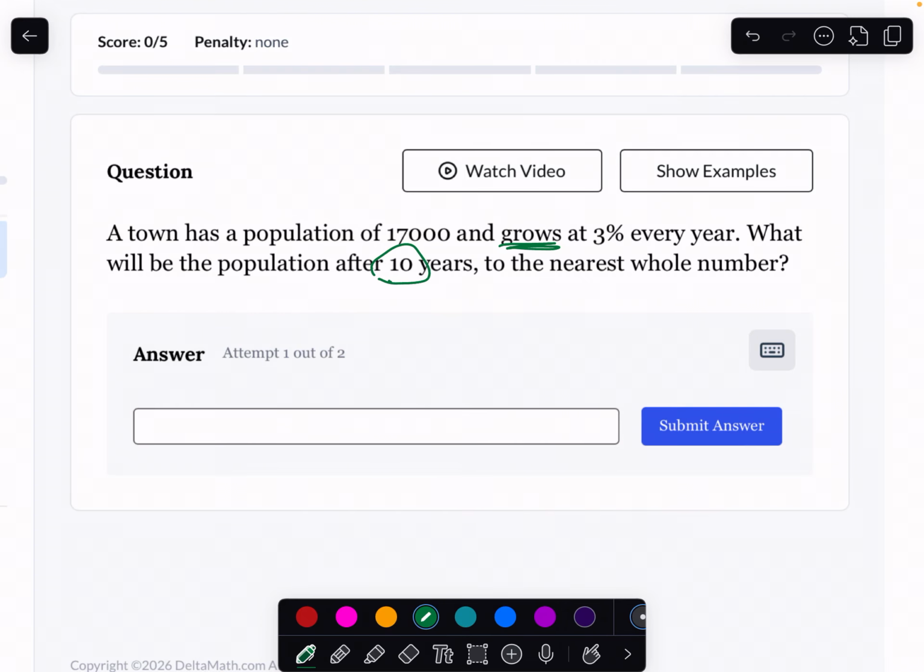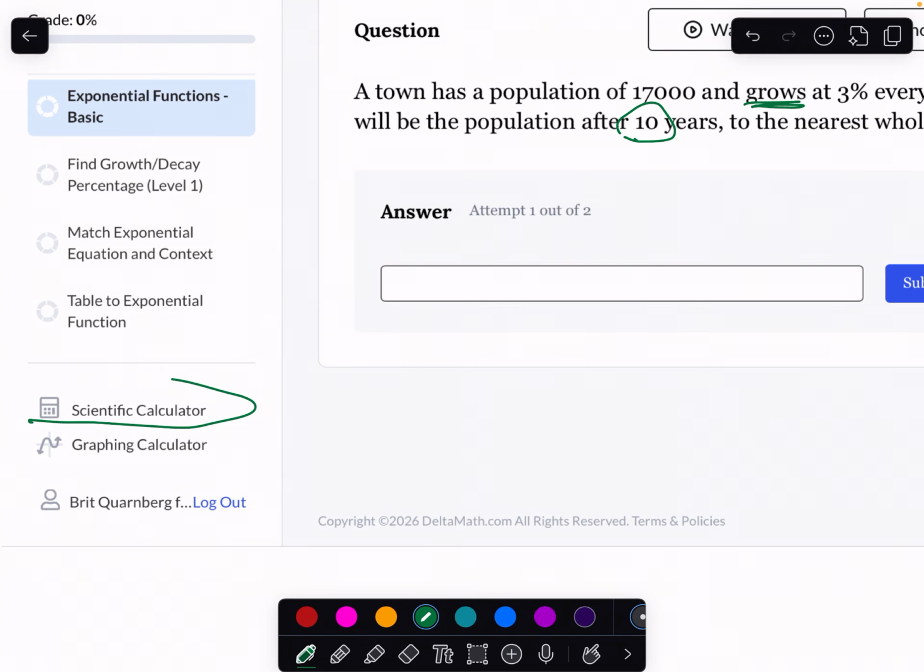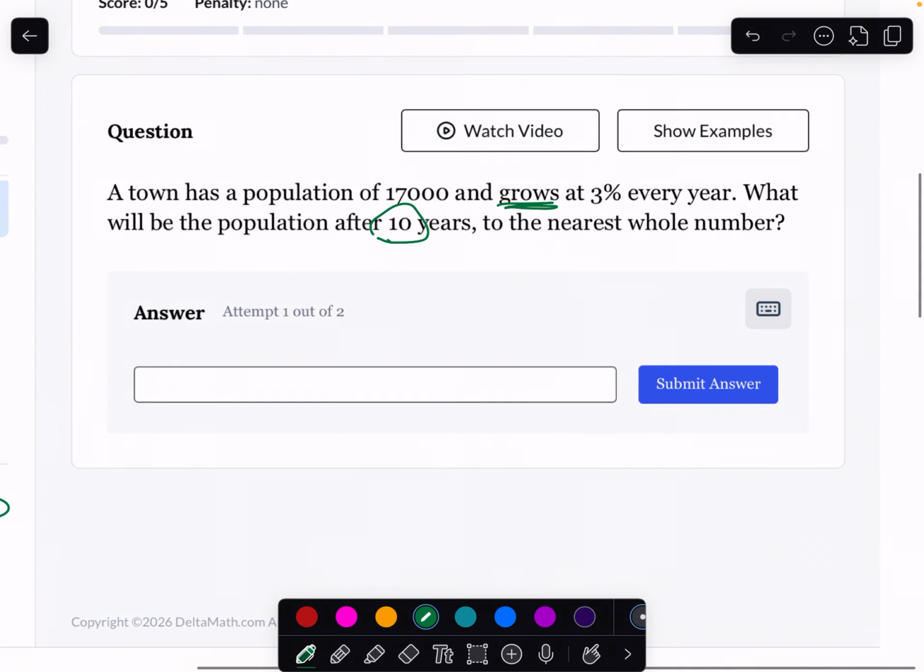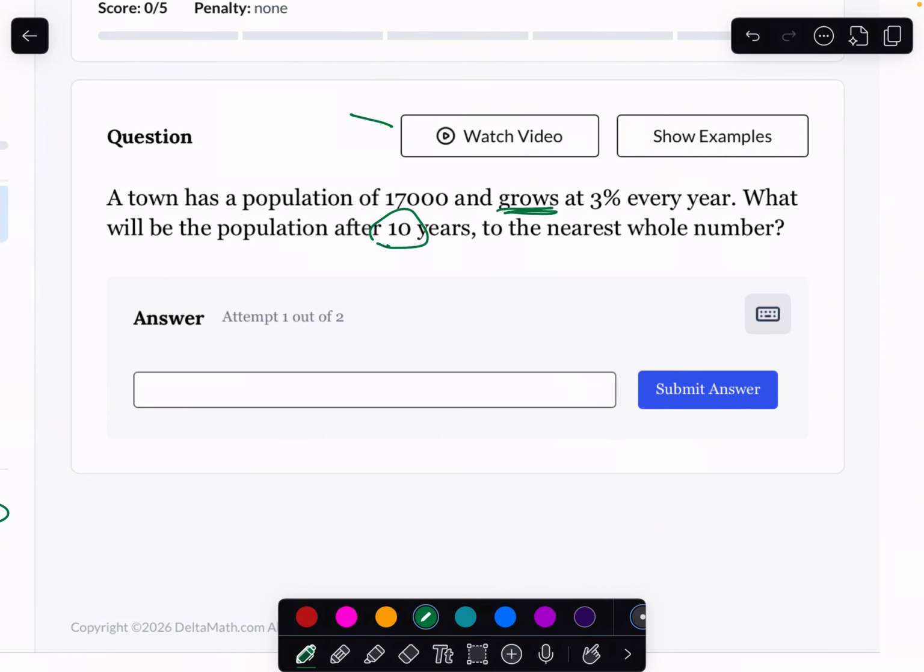Oh, and then I just want to remind you, you have the scientific calculator here that you can use on these problems. And then as usual, if you don't understand it, you've got the videos and the examples to follow, and those should help you if my video doesn't. Okay, coming back to this problem.